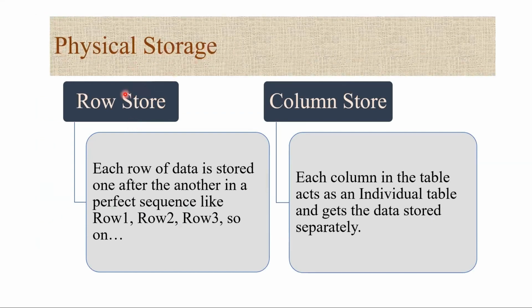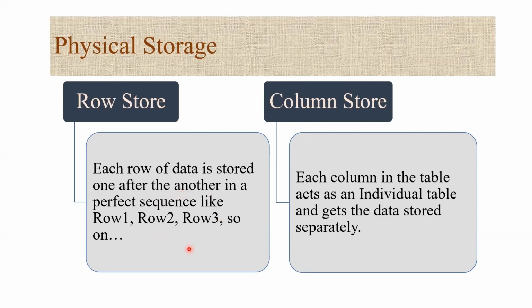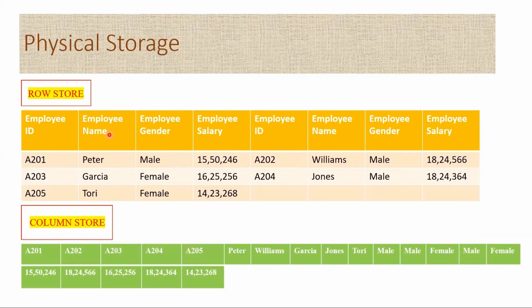Physical storage. In a row store method, each row of data is stored one after another in a sequence like row 1 data, row 2 data, and so on. Here we are seeing each row of data, right? It indicates one single complete record with a full set of fields. So one complete record with all the keys involved is called one row of data and it is stored one after the other. So at the database server level, data can be arranged in this format.